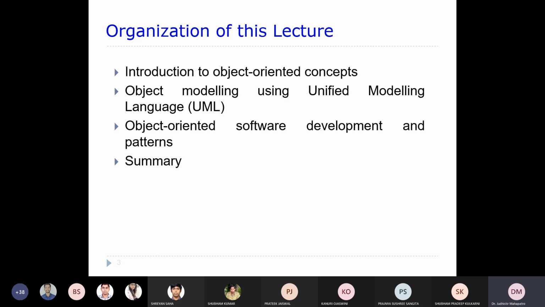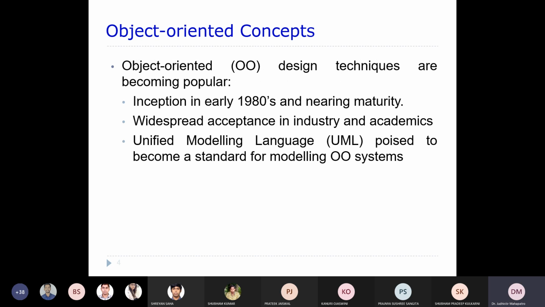we'll discuss various object-oriented concepts, and then how we can do object modeling using the Unified Modeling Language. Then maybe in the lecture after next, we'll talk about object-oriented software development and some software design patterns, right?